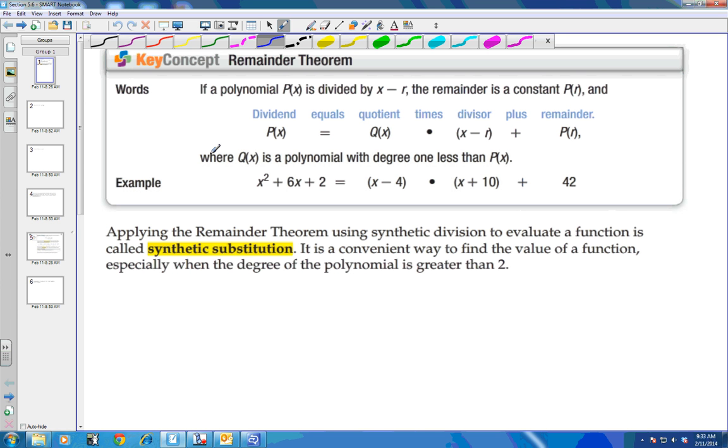Okay, so here's an example. If I have x squared plus 6x plus 2, then this equals x minus 4 times x plus 10 plus my remainder of 42. Now here's the deal. We're going to use the remainder theorem to help us evaluate a polynomial. Applying the remainder theorem using synthetic division, which we've done before, to evaluate a function is called synthetic substitution. It's a convenient way to find the value of a function, especially when the degree of the polynomial is greater than 2.